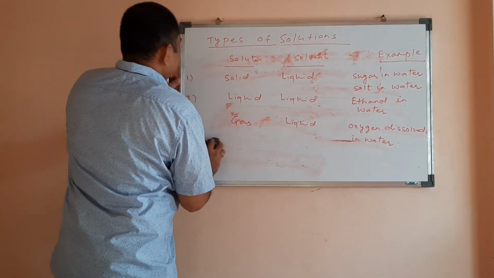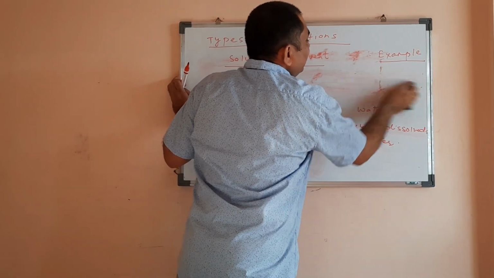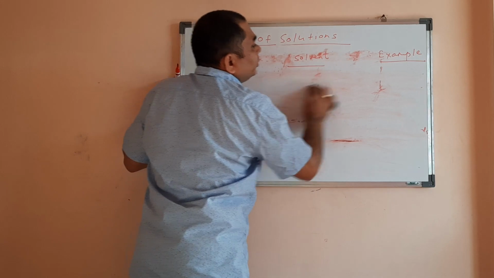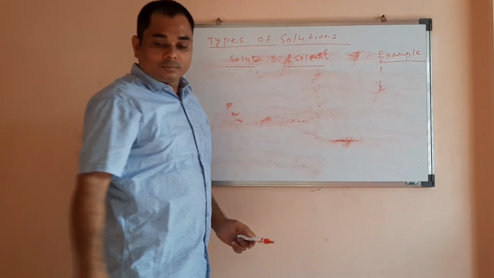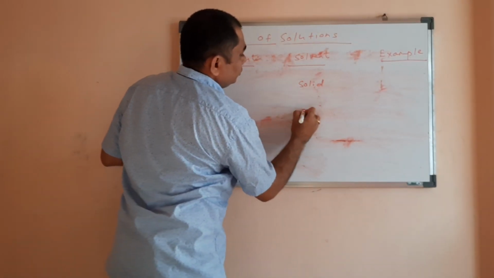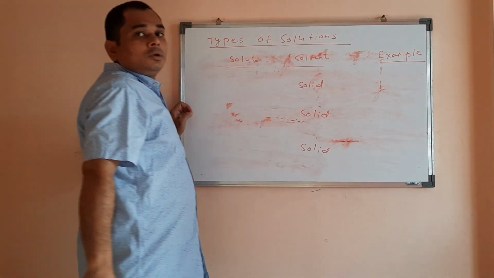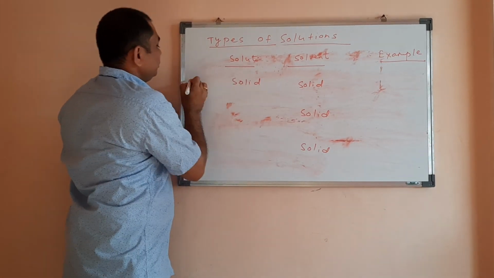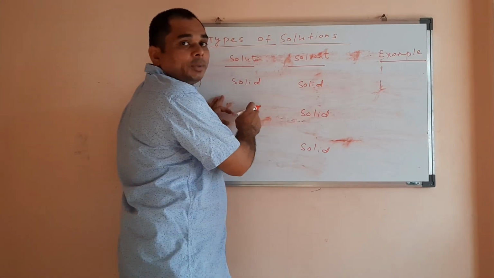Now, in all these three we had liquid as the solvent. The solvent can also be solid. So let us see the three different combinations that we can have. This can be solid. Now the solute can be solid. If it is solid, then we have solid in solid type of solutions.